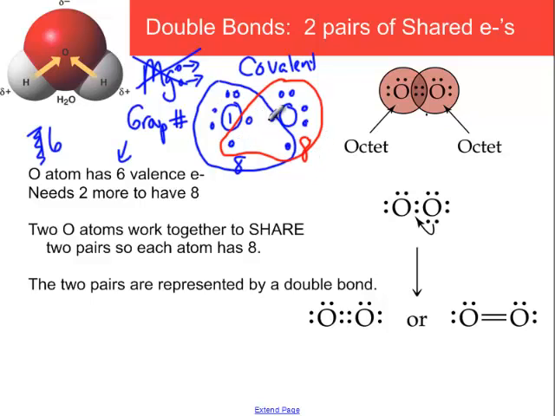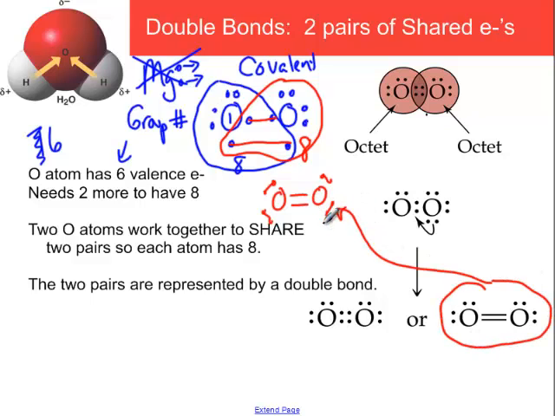And because they shared 2 sets of electrons, we represent that with a double bond. And each oxygen is happy. They each have their 8. And this is what a nicer picture looks like. Sorry about those guys. They should be 2 distinct electrons. In any case, that's a double bond. 2 sets of electrons being shared back and forth.